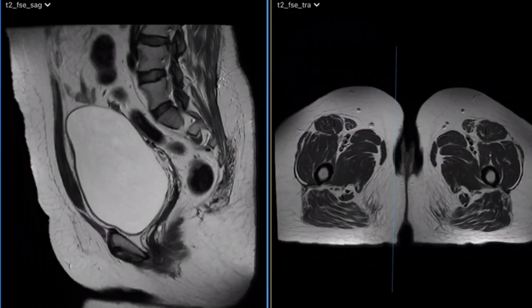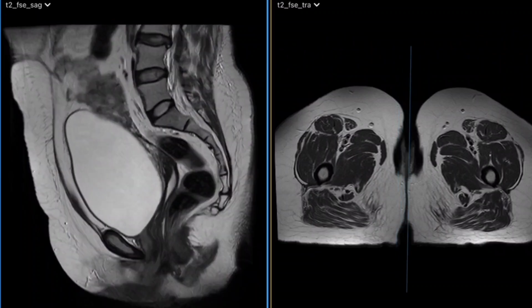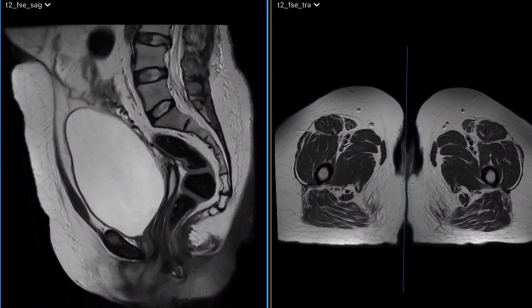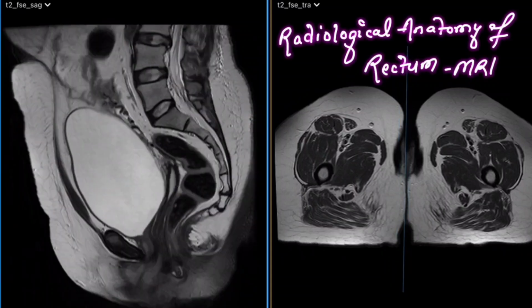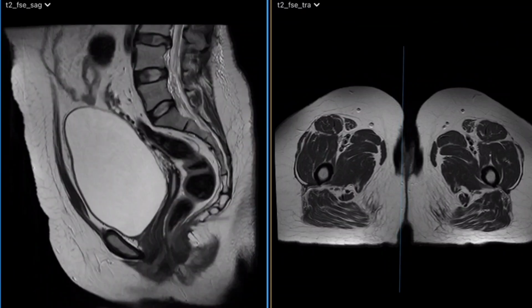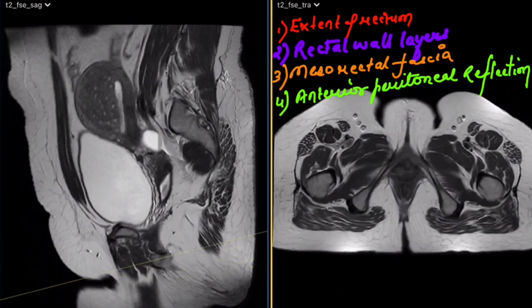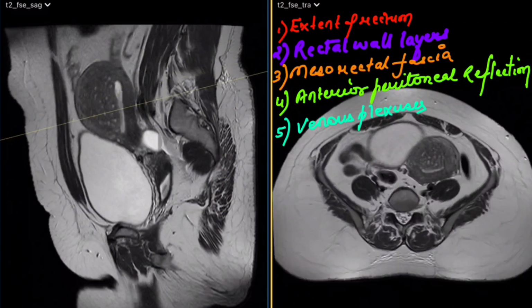So you have already seen the title of this video. That's the carcinoma rectum MRI imaging. But before discussing the proper carcinoma rectum imaging, first it's important to understand the radiological anatomy of the rectum on an MRI. So in this video, we will learn about the extent of the rectum, rectal wall layers, mesorectal fascia, anterior peritoneal reflection, and venous plexuses around the rectum. So let's start.